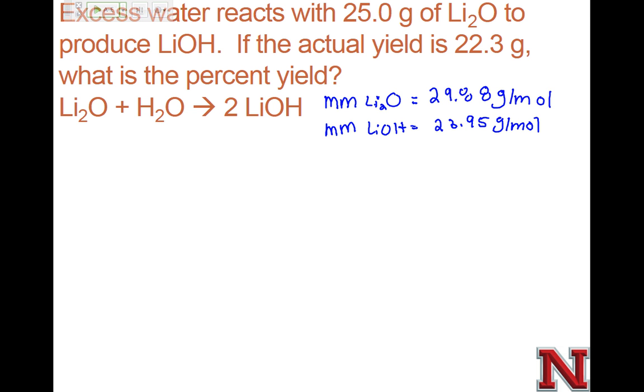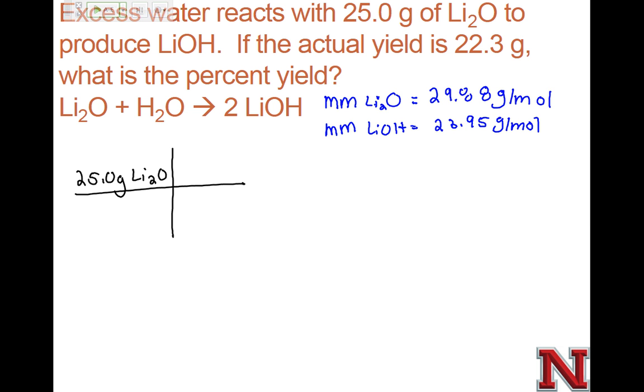So let's start our reaction. So we know we have 25.0 grams of our starting material. We don't need to know our molar mass of H2O. It doesn't matter because it's in excess. So we won't be predicting how much product we could form with it. So we have to convert this to moles so we can figure out how much of our product we expect from 25 grams of Li2O.